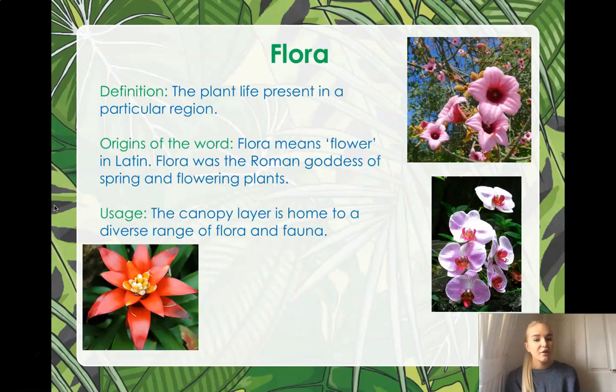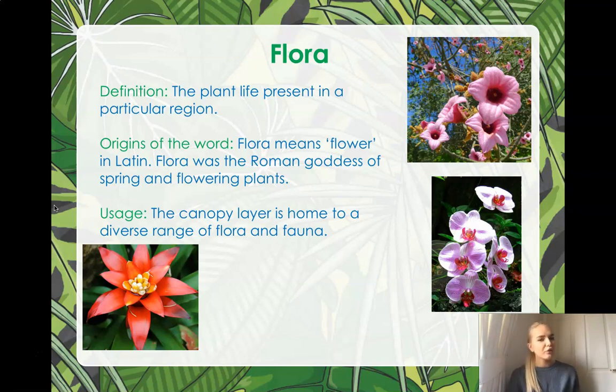Now I have got another vocabulary word that I'm going to introduce you to today. This word is called flora, and the definition is the plant life that's present in a particular region. So we could use this word flora by saying the canopy layer of the rainforest is home to a diverse range of flora and fauna. Do you know what that means? That's right, it means that the canopy layer of the rainforest, so the second from the top layer, that layer with lots and lots of trees, has a huge range of flowers and animals, so the flora and fauna.